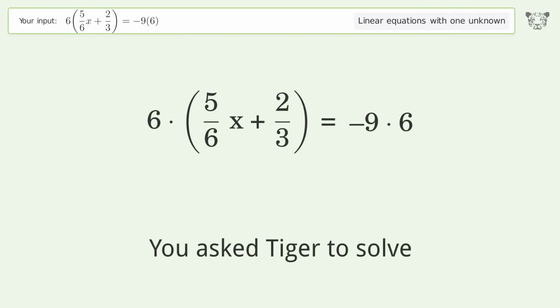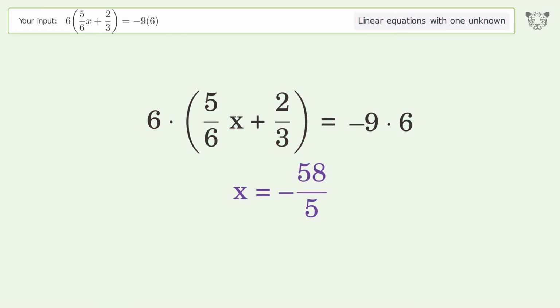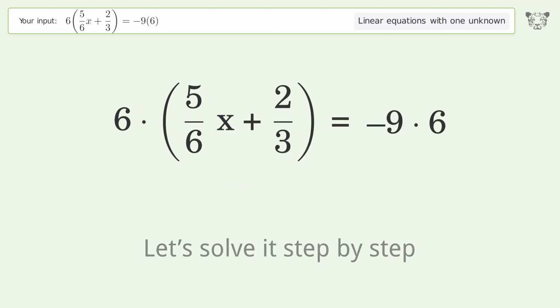You ask Tiger to solve. This deals with linear equations with one unknown. The final result is x equals -58/5. Let's solve it step by step.